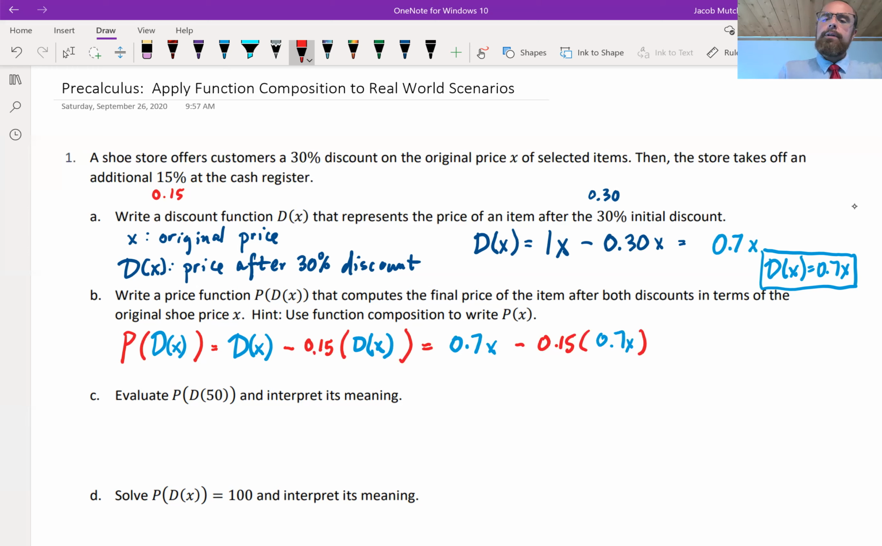So one thing I can do here is notice that that really is 1 times 0.7x minus 0.15 times 0.7x. So there I can subtract 1 minus 0.15, that's 0.85 times 0.7x. And then to get a further simplification, I just need to multiply 0.85 times 0.7. So let's do that here on the side. We'll do our arithmetic here on the right.